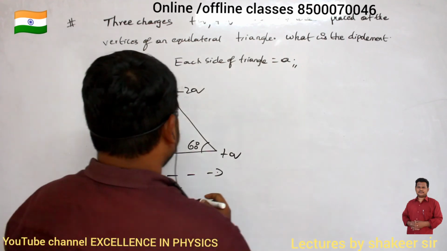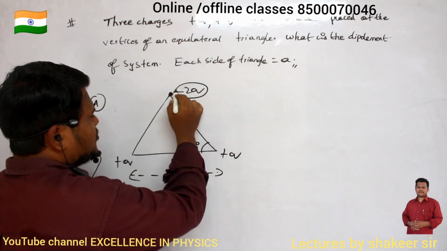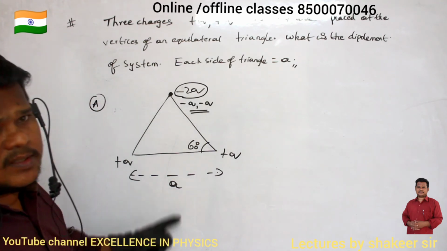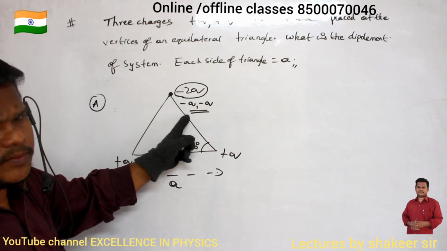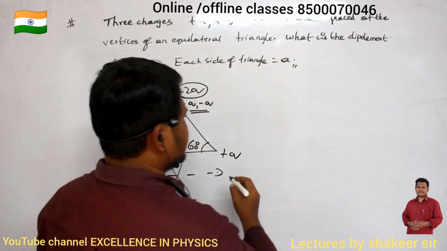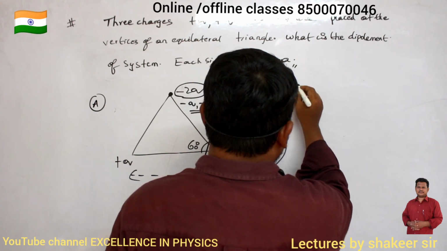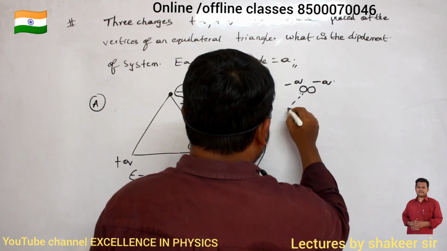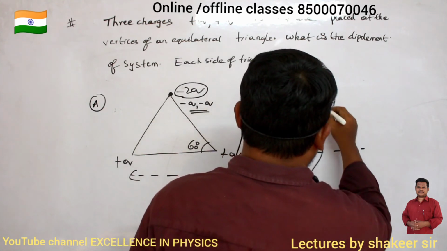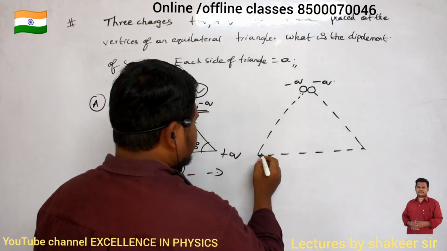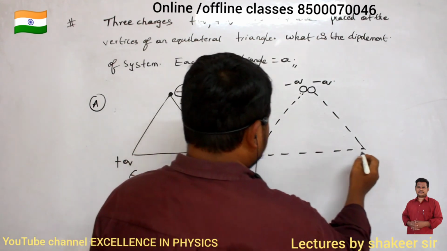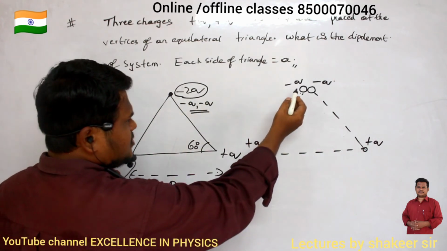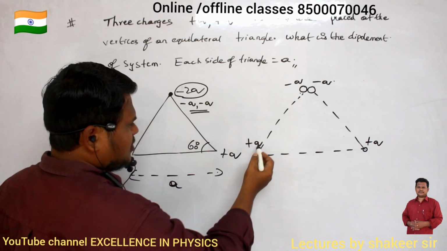Very simple. Here you split this minus 2q into minus q and minus q. I can divide the charge like this. So this is minus q, this is another minus q. Clear, no ma? Now they are arranged in an equilateral triangle like this. Here I have plus q and here also plus q, so this is minus q, this is also minus q. Two equal and opposite charges, no?